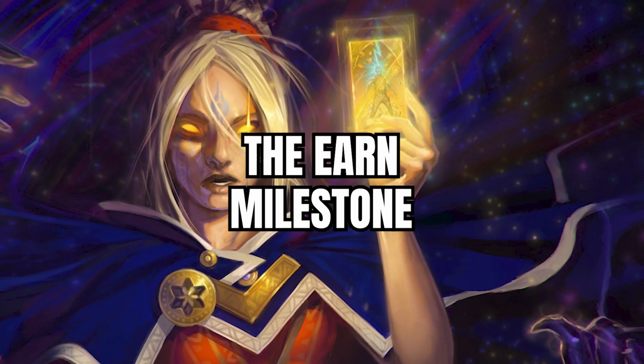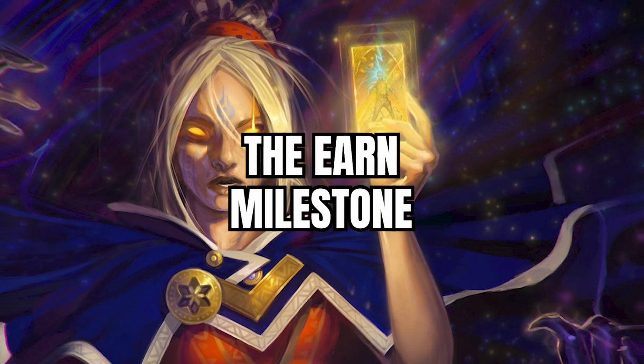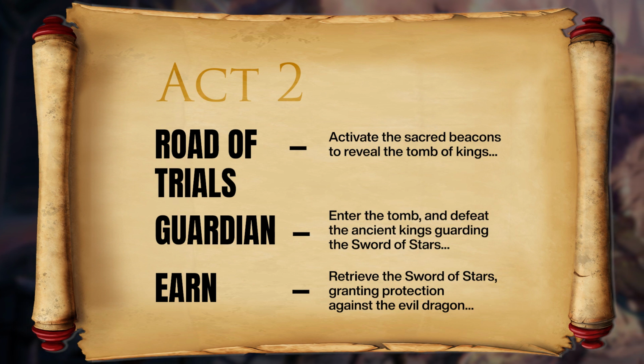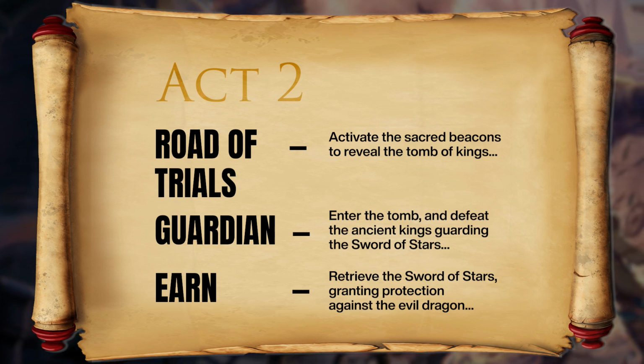And once your players have proven themselves worthy enough for the prize by overcoming the Guardian, the reward should be immensely satisfying to claim. This is where the Earn Milestone comes in. And for our Earn Milestone, our heroes will retrieve the Sword of Stars, a wondrous artifact granting them supernatural protection against the evil dragon. With the prize well at hand, your players are going to be celebrating a hard-earned victory. But your adventure doesn't end there, my friends, for the true danger lurks ahead and will push your players to the brink. Welcome, GMs, to the third and final act of your campaign.